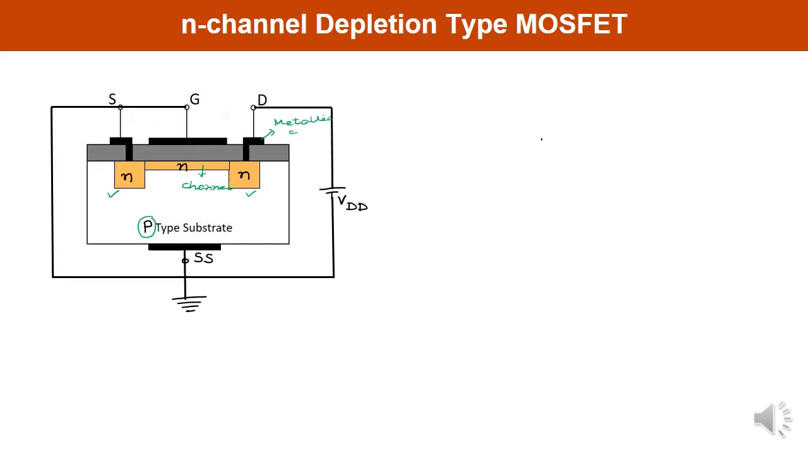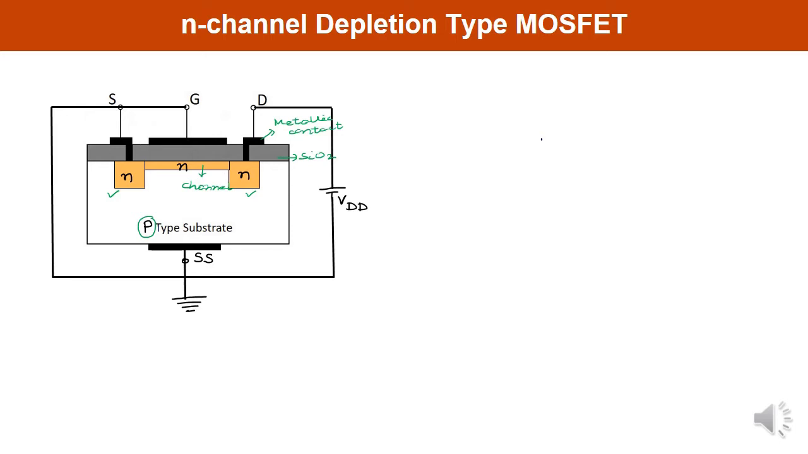Here you can observe that a metallic contact is available at the source, drain and gate terminals. This is the metallic contact, and this is a SiO2 insulation layer. The presence of the SiO2 layer between the gate terminal and the N-type channel increases the input impedance of the MOSFET, so the input impedance is very high. Because of this insulation, there is no direct contact between the gate terminal and the N-channel. So this is how you can understand its working.